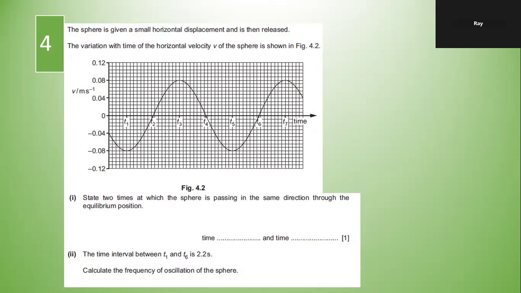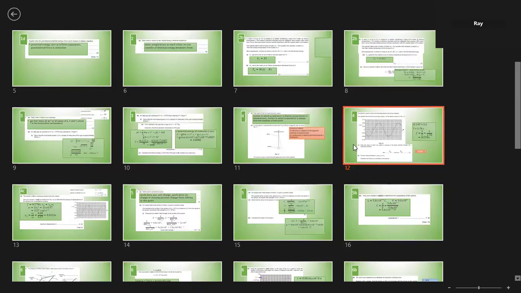First one is T3. Second one is T5. T2 or T6. This is one wavelength, or one complete oscillation. Or T3 and T7, T3 and T7. Okay, T2 and T6. Review the diagram.